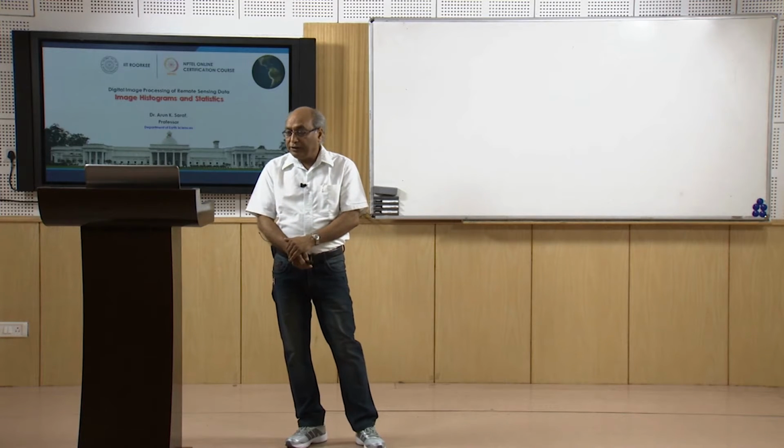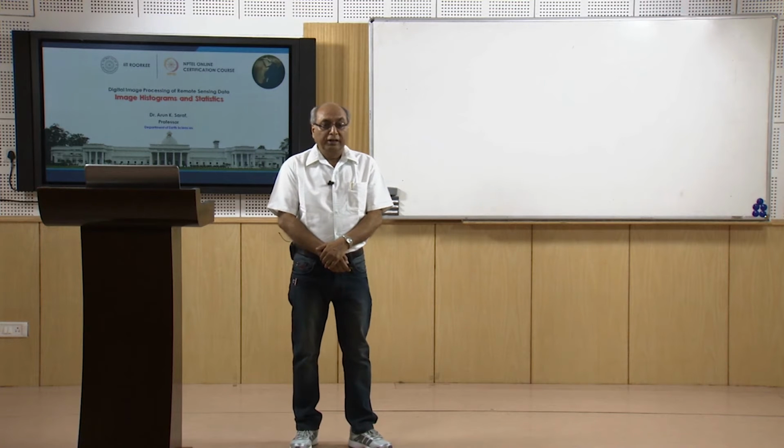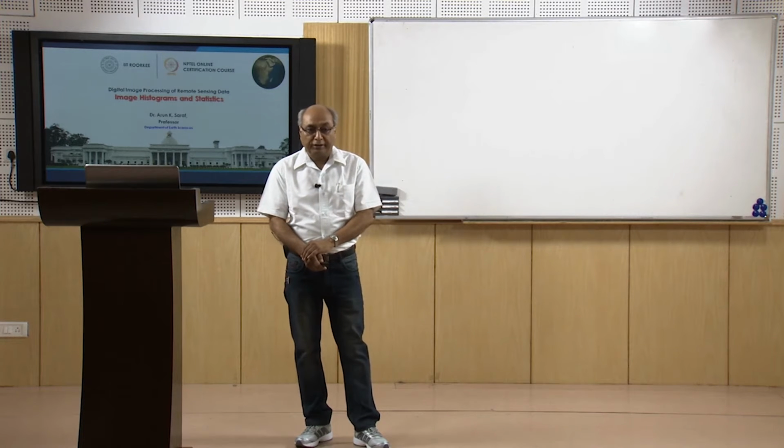The information derived from a histogram is quite useful in other image processing applications, for example in image compression and segmentation, because image compression is also part of digital image processing, which we will be discussing in some later lectures. Because of the large data sets handled in remote sensing and digital image processing, image compression techniques are also employed to reduce the data or segment the data.